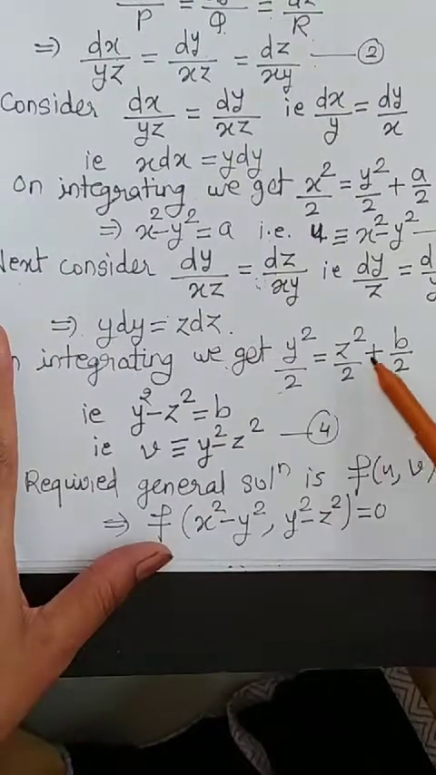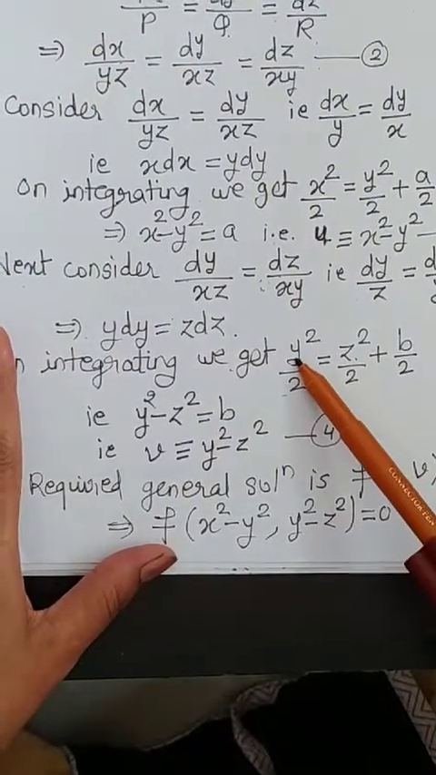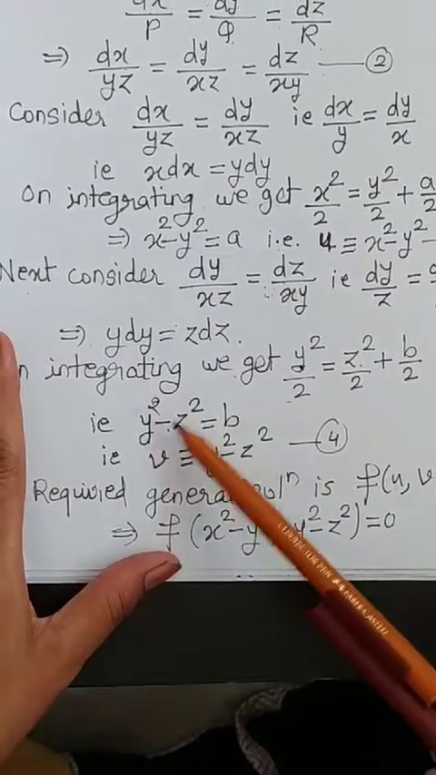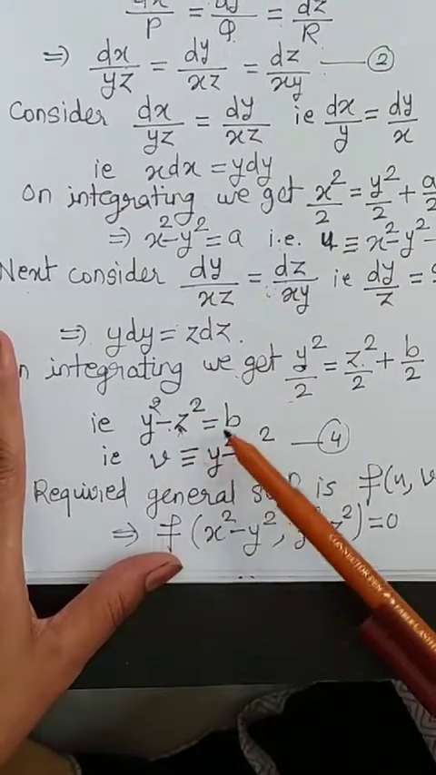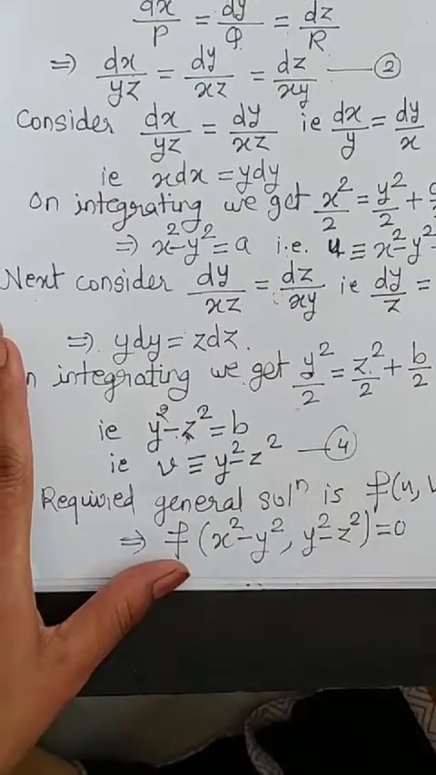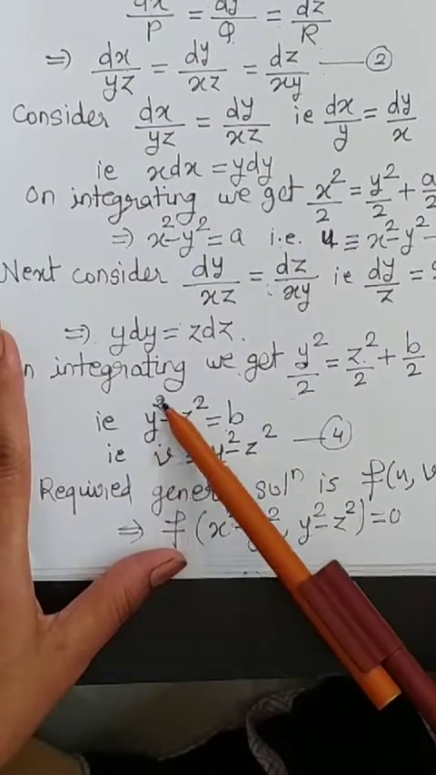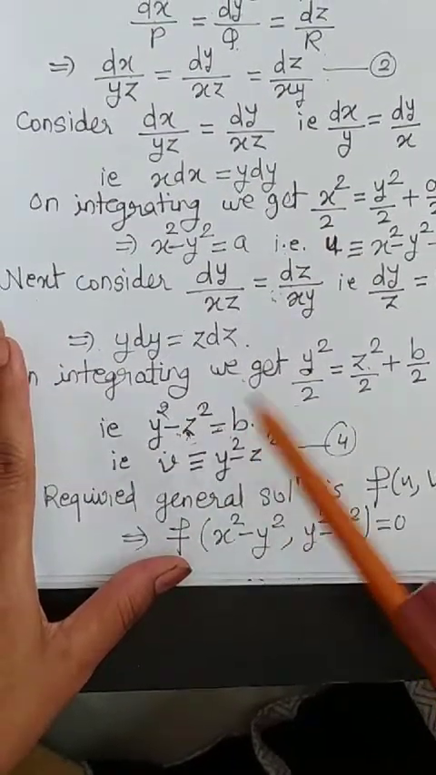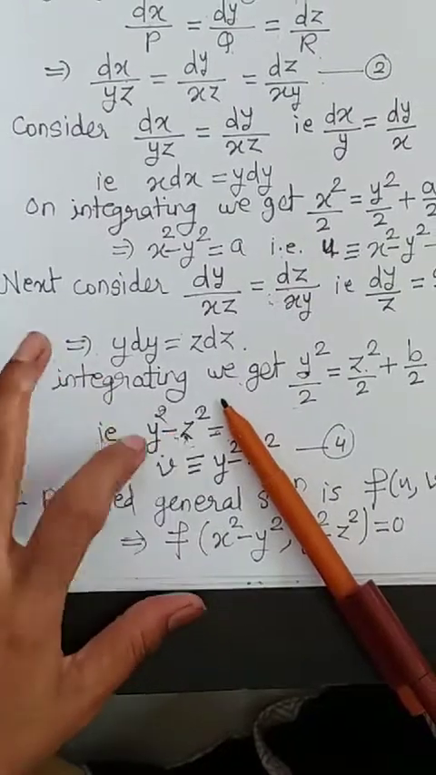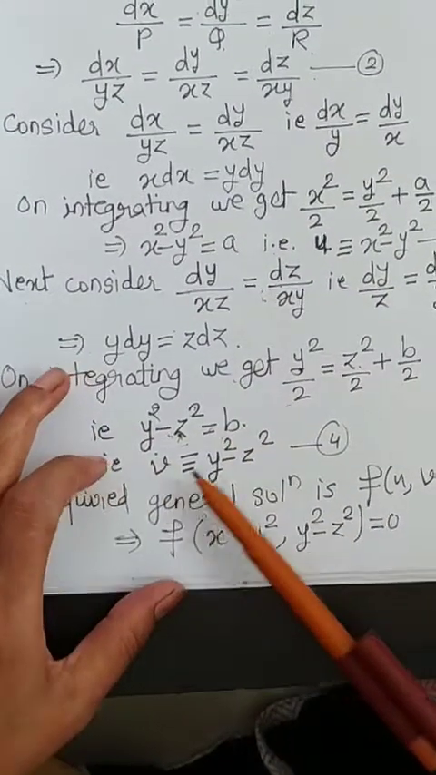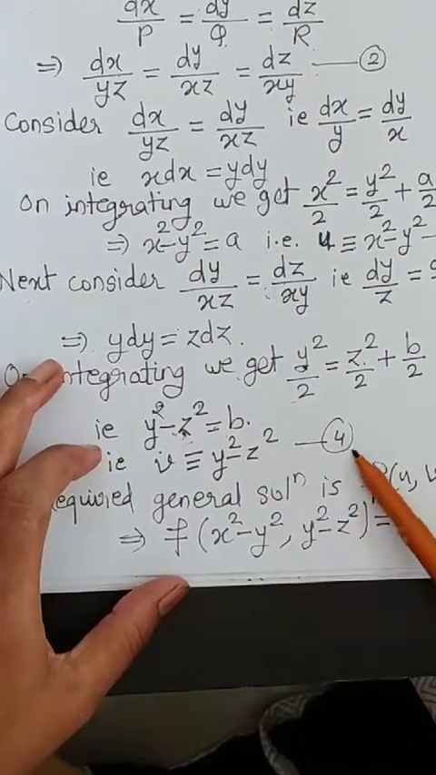So now to shift all the variable terms on the left hand side, we have y square minus z square by 2 is equal to b by 2. 2 will get cancelled. So what is left? y square minus z square equal to b. Leave this constant, the remaining part is v. So v is y square minus z square.